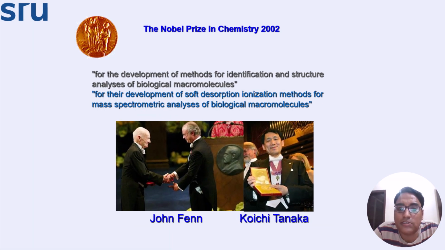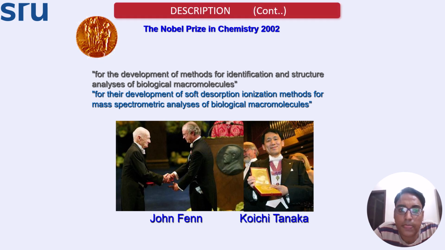So this got the Nobel Prize in 2002, the Japanese Koichi Tanaka along with John Fenn, for the development of soft desorption ionization methods for mass spectroscopy of biological macromolecules. The advantage is that we get many protein fragments. Even if two or three proteins are present together, we can identify that this mixture contains two or three proteins, because it will have crucial signature fingerprints which are conserved only in these two or three different protein sequences. We can exactly find out.